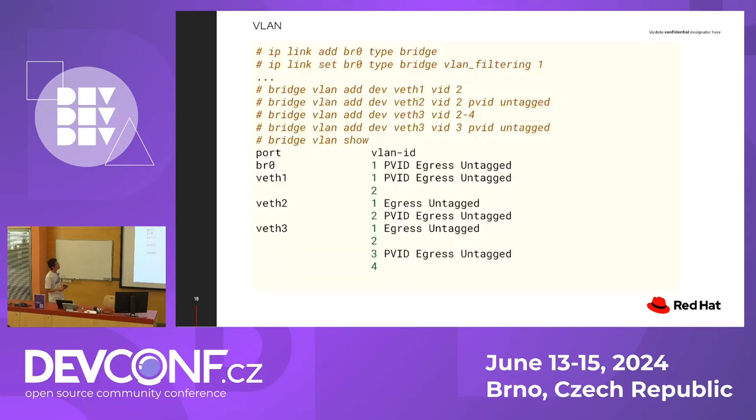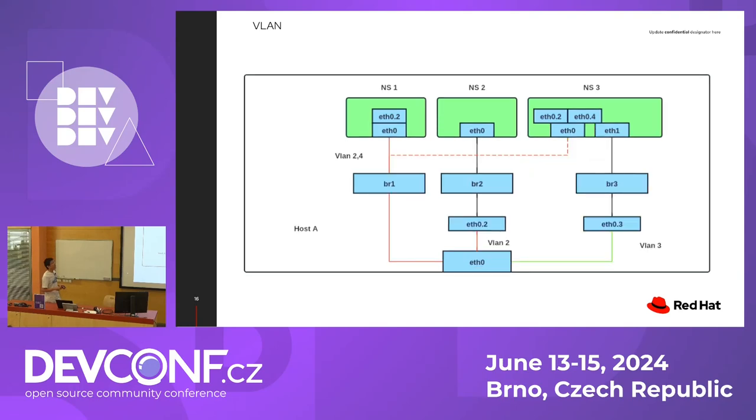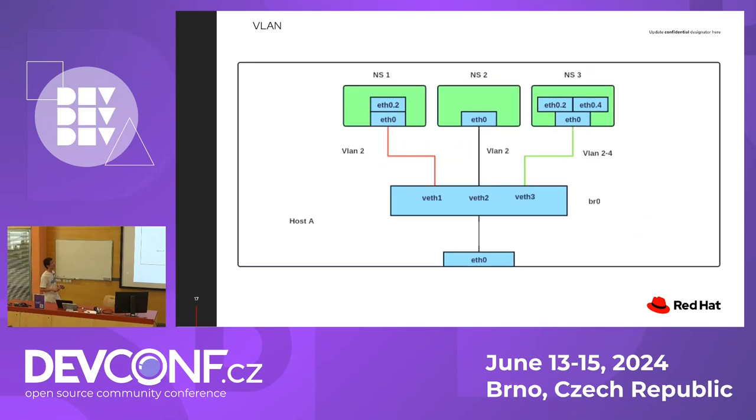Okay, the next one, veth3, we add VID 2 to 4, so it can receive VLAN 2, VLAN 3, and VLAN 4. At the same time, we set VLAN 3 as untagged. So as we can see, VLAN 3 packets go through here without the VLAN tag. Meanwhile, VLAN 2 and VLAN 4 go to NS3 with the VLAN tag. So we can see that this complex topology, after VLAN filtering, becomes a very simple one and very easy to configure.